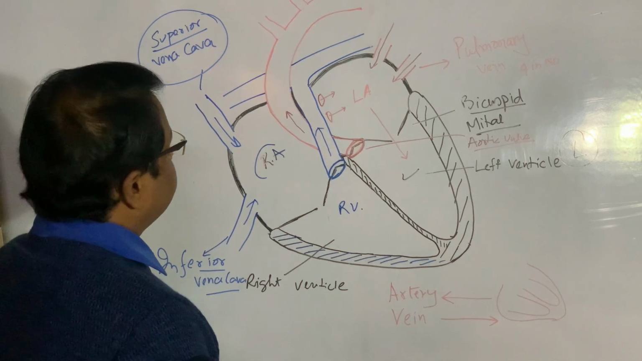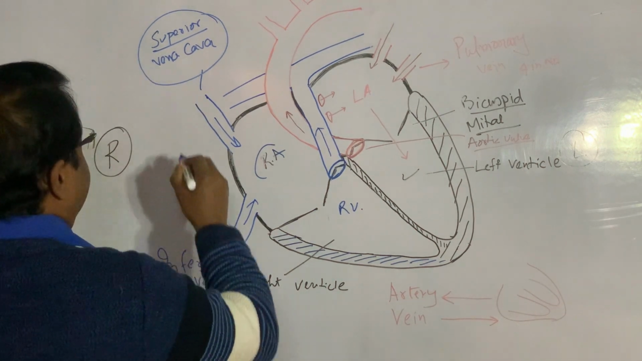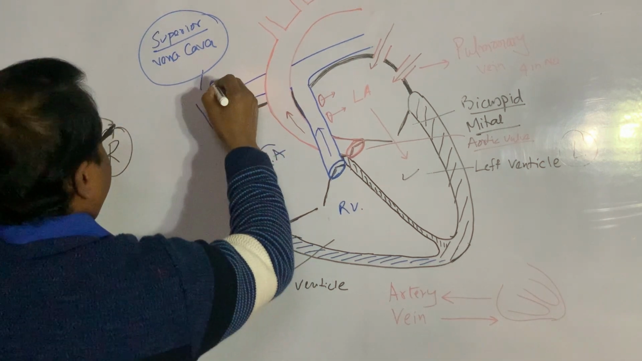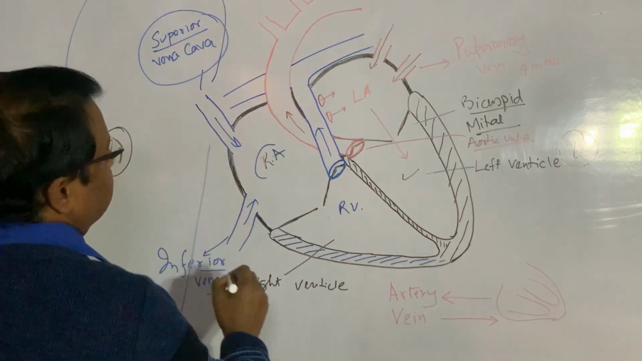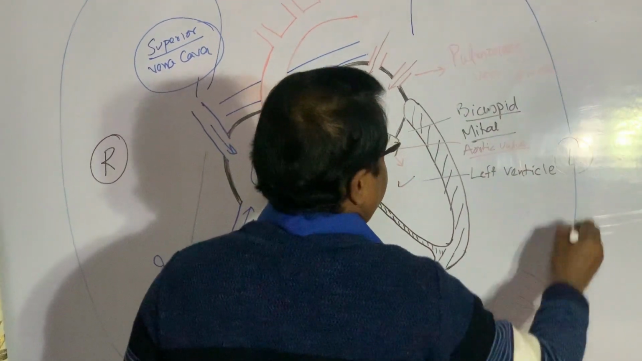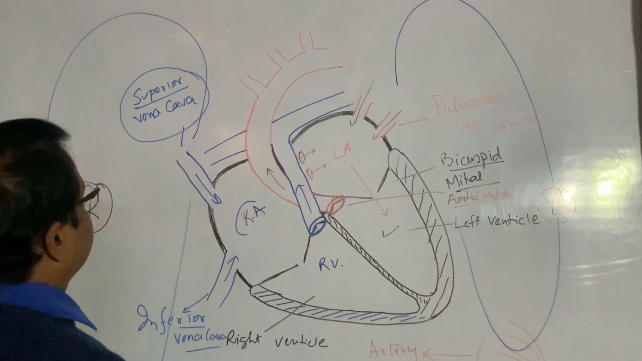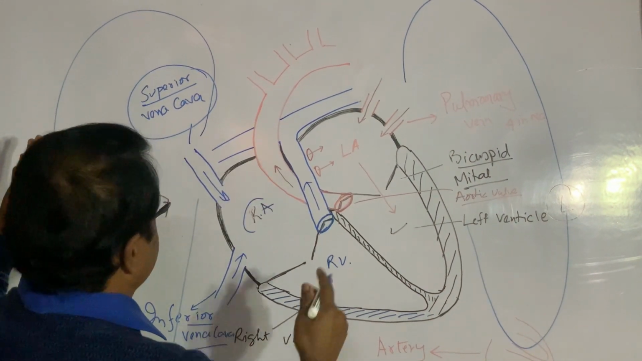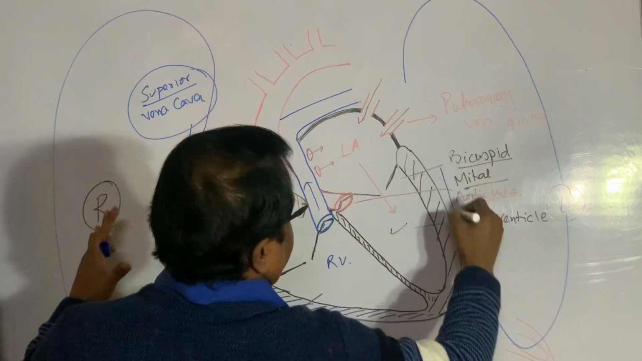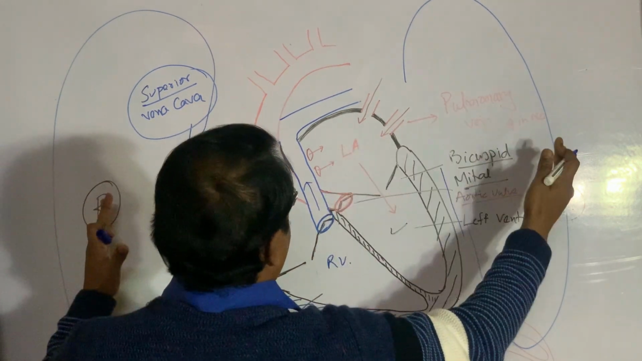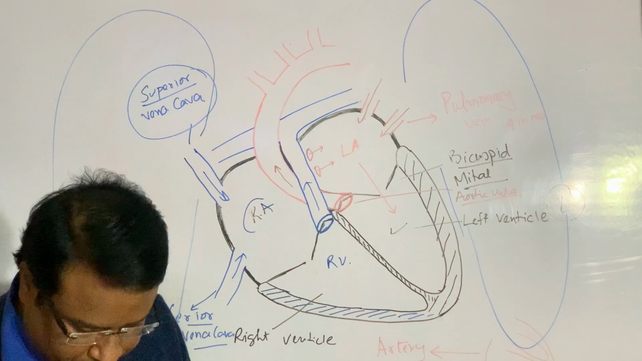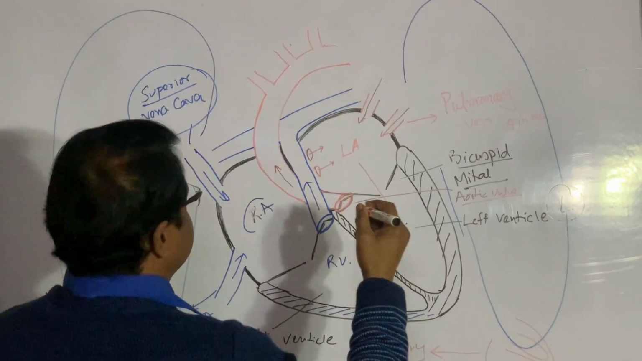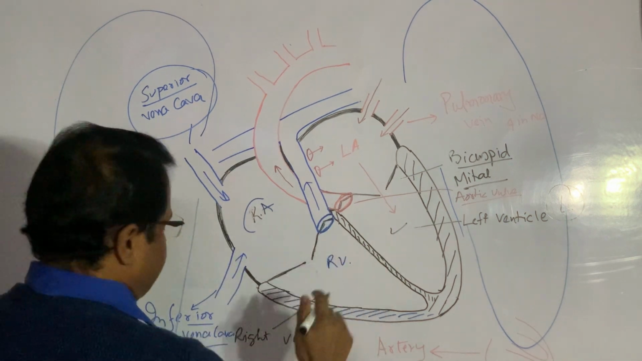Now, if I draw the lung here, just like this, then pulmonary circulation is just beside the right or left side of the heart. In short, the heart has four chambers.